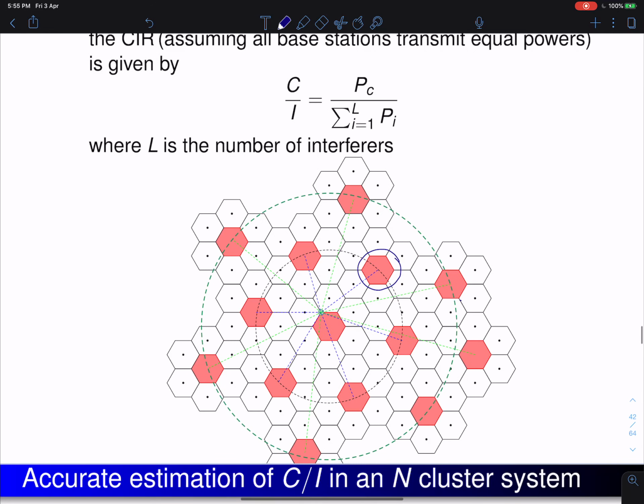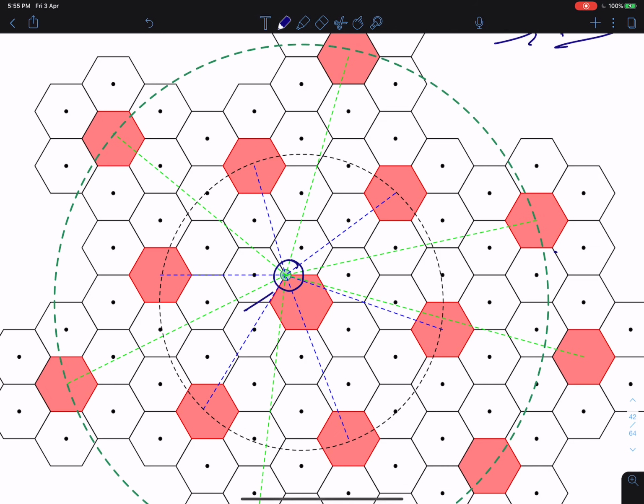In the previous example, we assumed there was only one interferer, but that is never the case. What I have shown here is for a cluster size N equal to 7. I am taking the example of N equal to 7 because that was the first cluster size used in first generation cellular communication systems. Shown here in green is the mobile station. Let me exaggerate this. The mobile station is now at the edge of a cell. We pick that because we are doing the interference analysis at the edge, which is the point where your carrier power will be minimum.